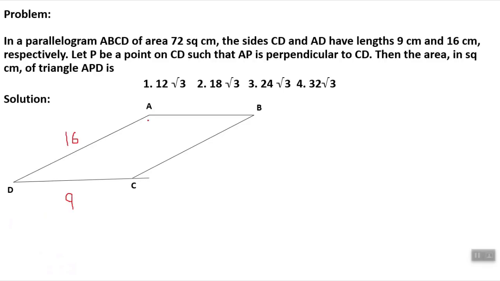And when we drop a perpendicular from A onto CD, the triangle APD would be formed, and they're asking what is the area of this triangle APD. All that we know about APD is the length of this side AD and that it's a right angle triangle. We do not know the base DP, nor do we know the height AP. What can we do with the information that's given?